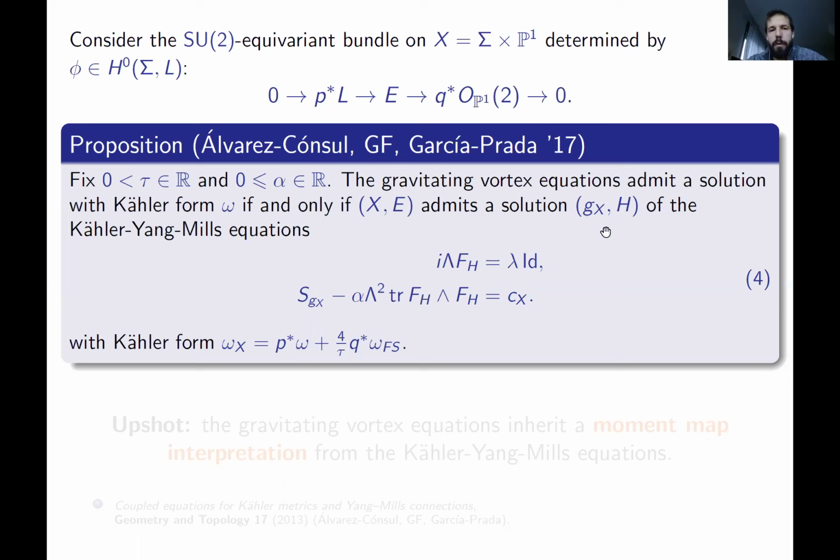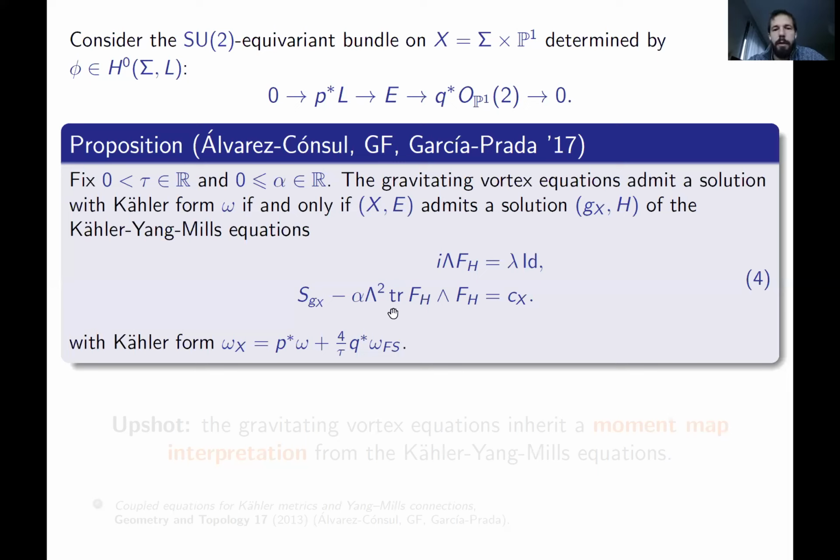Then what we showed is that these gravitating vortex equations are equivalent to some natural equations in higher dimensions on this complex surface. So for fixed tau and alpha, the gravitating vortex equations admit a solution with Kähler form omega, where omega is on the Riemann surface, if and only if X, which is this complex surface, and E, which is this rank two bundle, admit a solution, that they call g_X and H, where g_X is a Kähler metric on the complex surface and H is a Hermitian metric on the bundle E, of the following equations. The first of these two equations are the Hermitian-Einstein equations that appeared before in the proof of Garcia Prada. And these are equivalent to the slope polystability of the bundle.